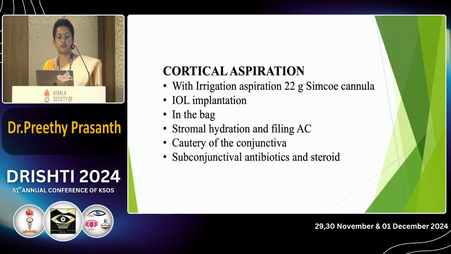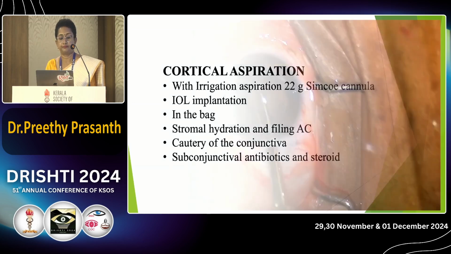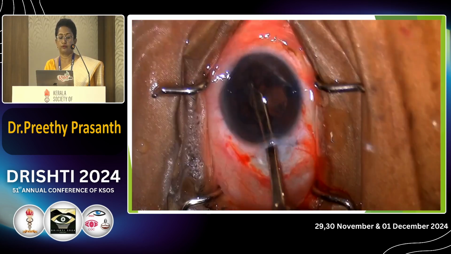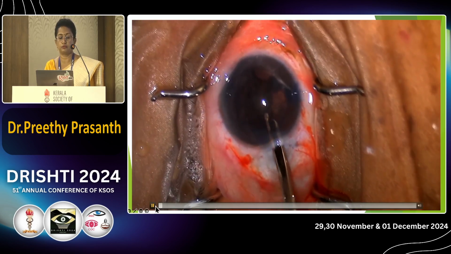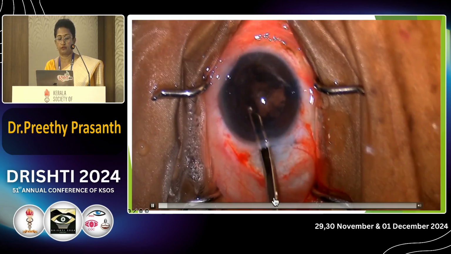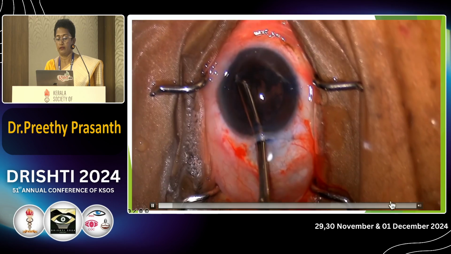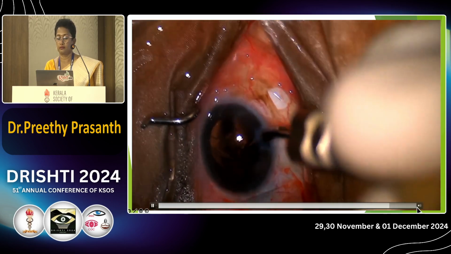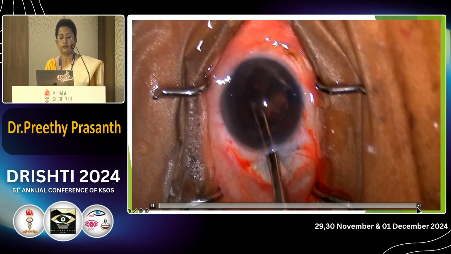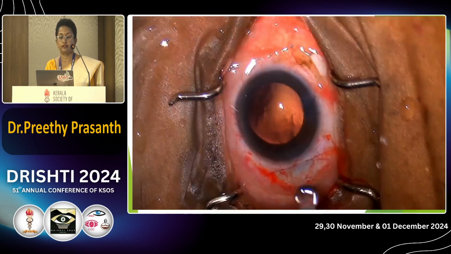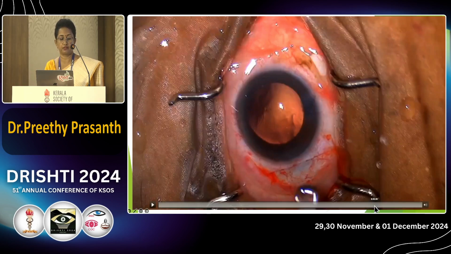Then cortical aspiration is done with an irrigation aspiration 22 gauge cannula. Make sure to create some vacuum before you enter the anterior chamber so that you don't catch the iris or posterior capsule. And the anterior lip of the cortical fibers is always caught. And once you finish the aspiration, the anterior chamber is filled with viscoelastics, and next is IOL implantation.